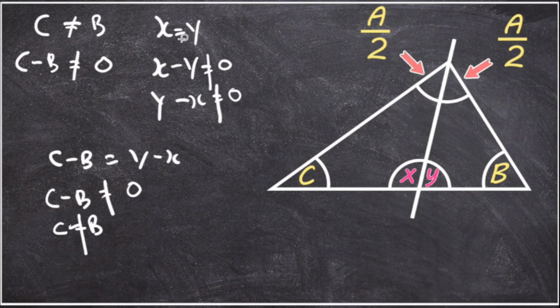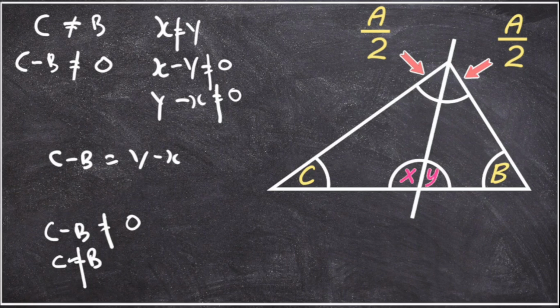And if that's true, then X does not equal Y, and if X does not equal Y, the angle bisector is not perpendicular to the base. In a scalene triangle, the angle bisector that passes through the base is never perpendicular to the base. But we can go further and draw conclusions about other types of triangles where the angle bisector passes through the base by using this equation.